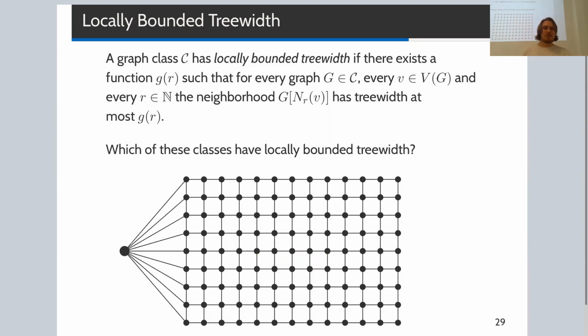So here's another example. The class of all grids where there's an extra vertex that is connected to one column of the grid. So now we no longer have bounded degree. Does it still have locally bounded tree width?